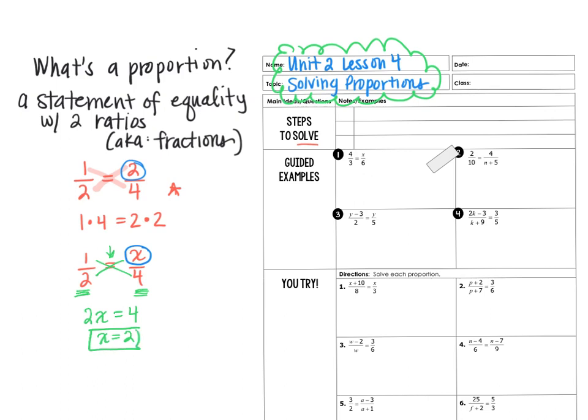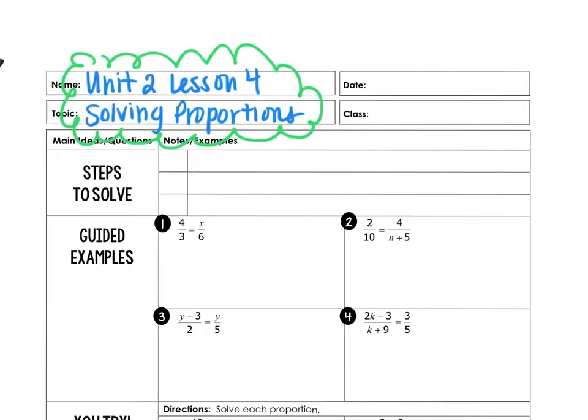So that brings us to the steps to solve a proportion. The proportions you're going to be dealing with look very similar to the ones on the screen, where you have two ratios, two fractions set equal to each other, and a variable is missing somewhere, and we need to solve for that variable. So the first thing you do is find the cross products and set them equal to each other.